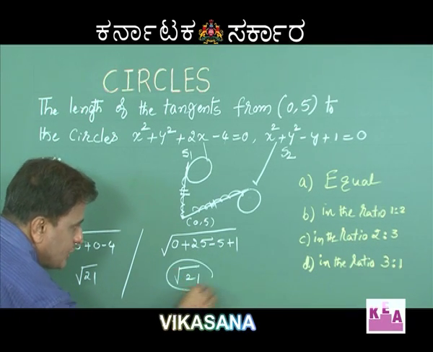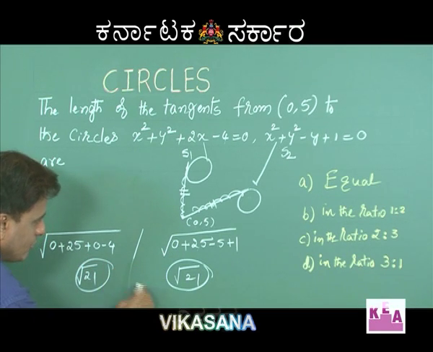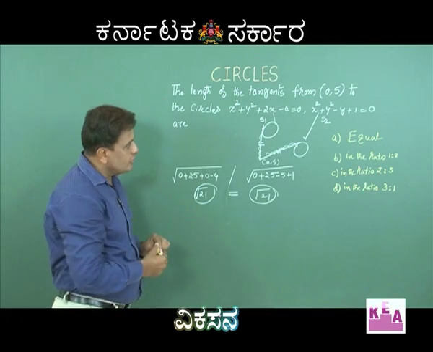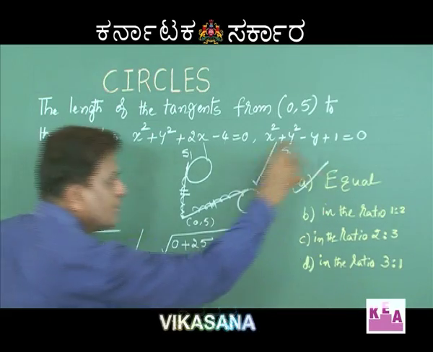That means we are finding the lengths of tangents, both are equal. Lengths of tangents are equal. Therefore option A is the right option.